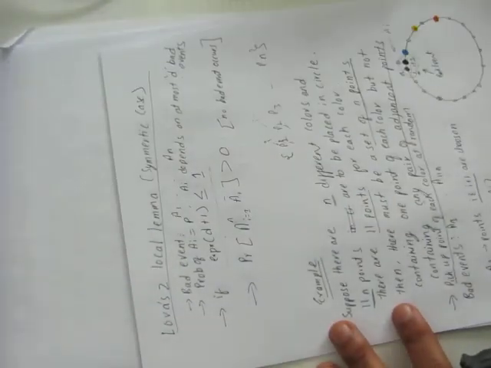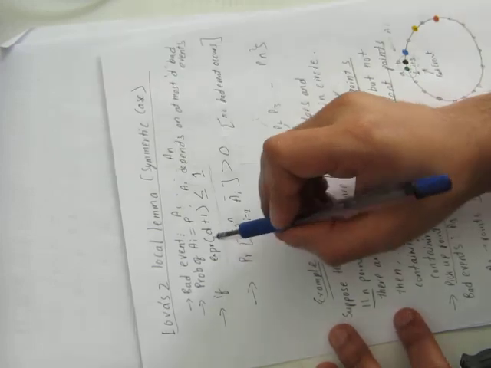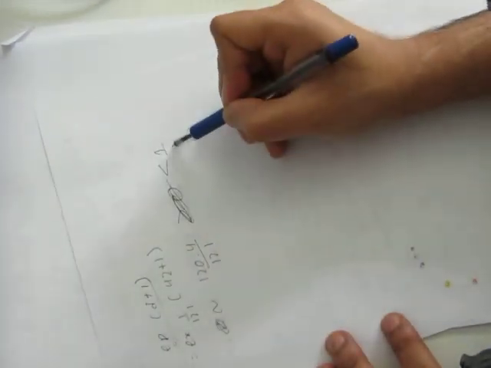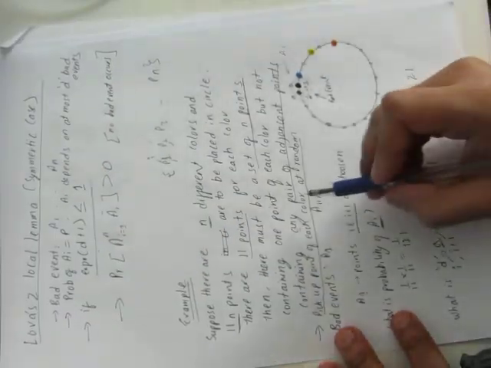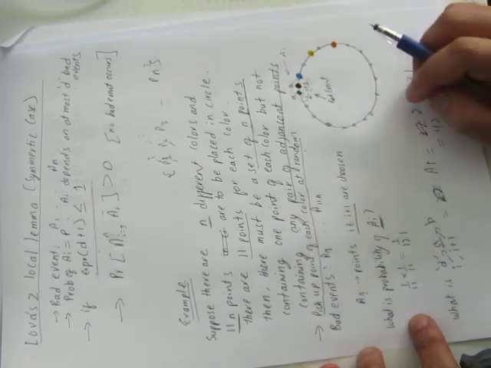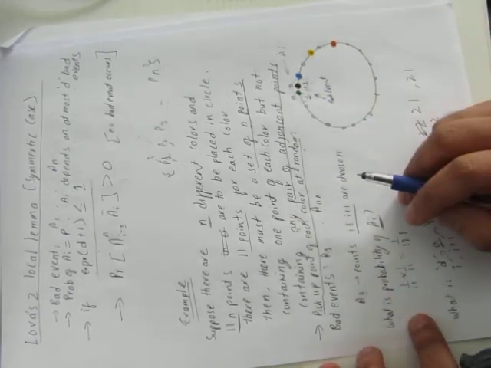So according to the Lovász Local Lemma, we should have this expression less than or equal to 1, and we have this expression less than 1. This means the probability that this thing exists is greater than 0. So there is a probability that this thing will exist.